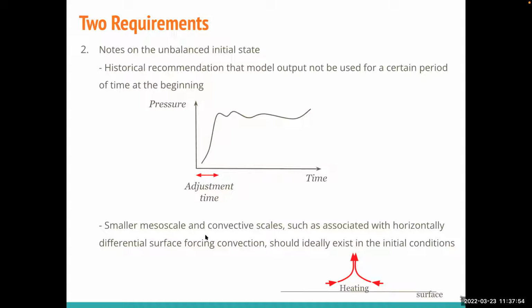We want the smaller mesoscale and convective scale weather systems. We want them, so they should ideally exist in the initial condition. For example, there's surface heating. Of course, that's important, right? That's how we get convection. So we want the signals we want. We don't want the signals that are not physical. Okay.